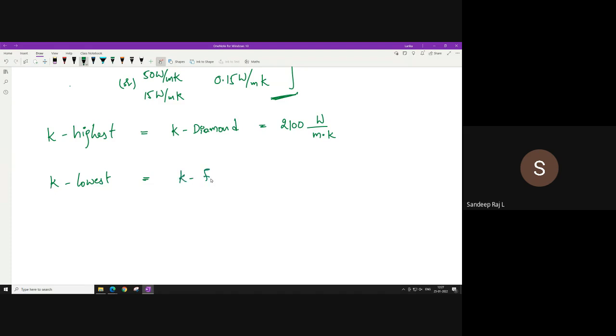The lowest K is for Freon 12 gas. This Freon 12 gas has a thermal conductivity of 0.0083 watt per meter Kelvin. So this is the highest thermal conductivity and this is the lowest thermal conductivity, right? Among your metals and non-metals, which one will have more thermal conductivity?